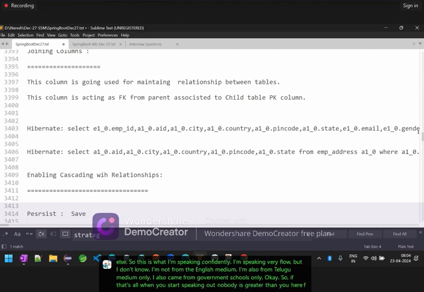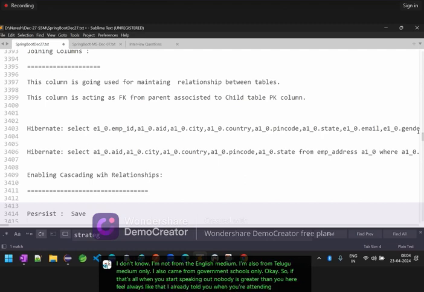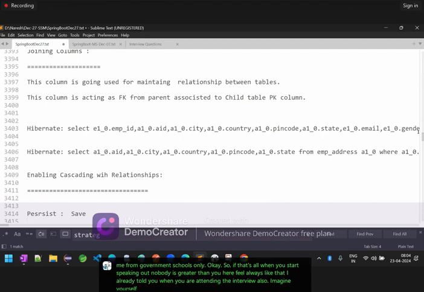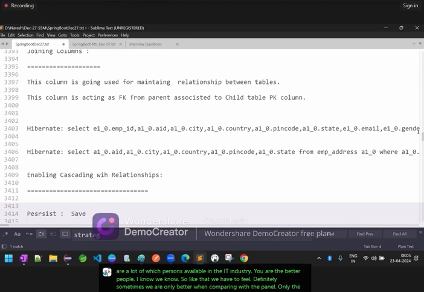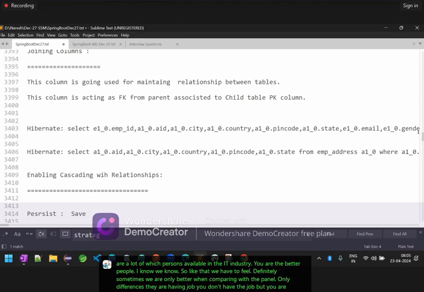Always feel like that. I already told you, when you are attending an interview also, imagine yourself an expert compared to the panel. Don't feel like he's the expert. Who knows? He may be a waste person. Sometimes there are a lot of waste persons in the IT industry. You are the better people. Definitely, sometimes we are better compared with the panel. The only difference is they have a job, you don't have the job, but you are the experts. There are people like that in the IT industry also.